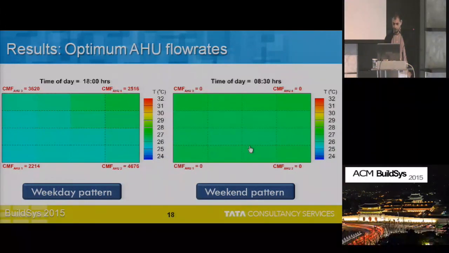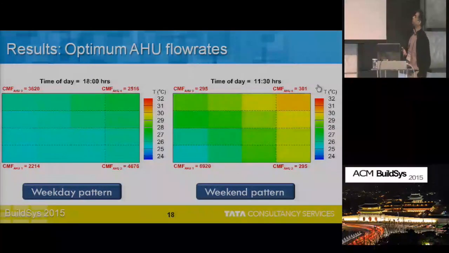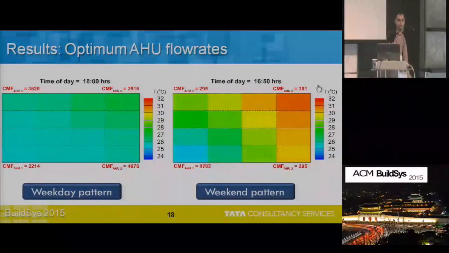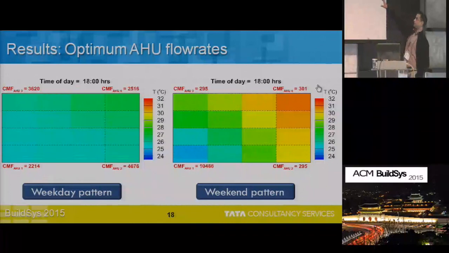While in a weekend pattern, since occupancy is there only in one corner of the room, you can essentially allow the other regions to drift to a very high temperature, even as high as 30 degrees centigrade, because you have multiple control knobs. And the regions where people are present will be cooled to around 24 to 26 degrees centigrade.